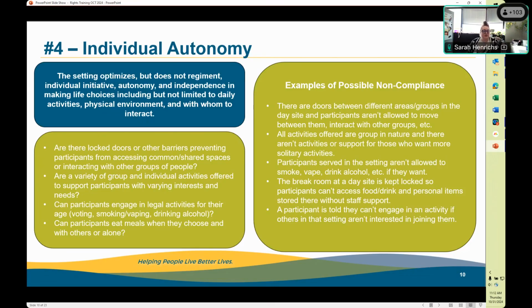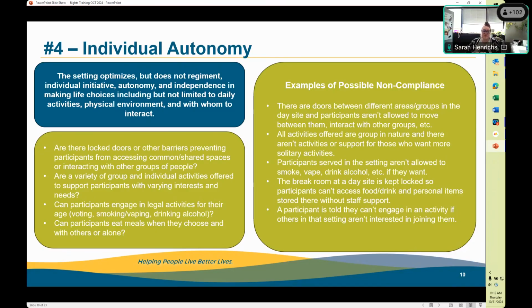Can participants engage in legal activities for their age, such as smoking or vaping, drinking alcohol, if it's appropriate? Most people going out to public places, or to the Y, or to their job aren't drinking alcohol there. So not having alcohol at a day site probably makes sense. But a lot of us have alcoholic beverages in our home. We might go home and have a glass of wine or a beer after work. And if our participants wanted to do that and that's being limited, that could be problematic from not only a rights perspective under our policies, but from the final settings rule.